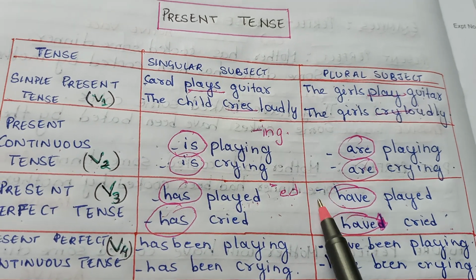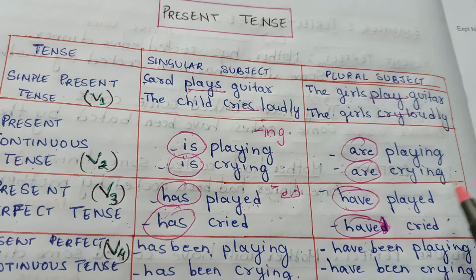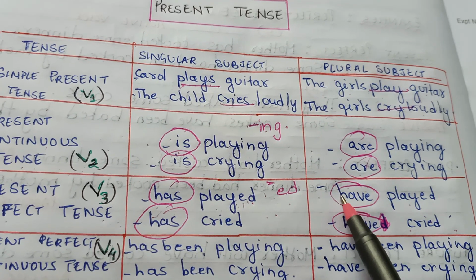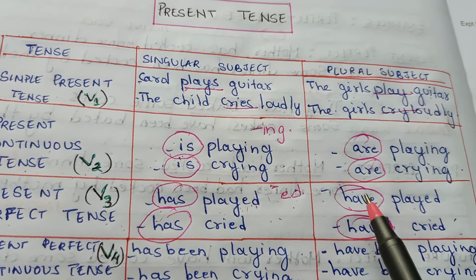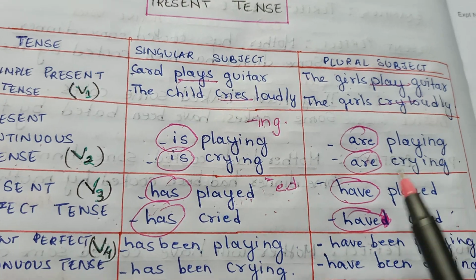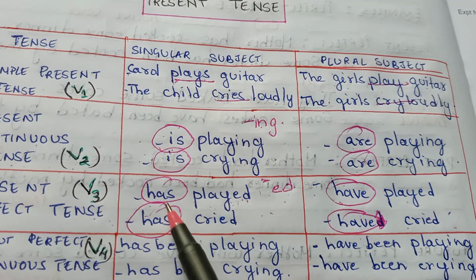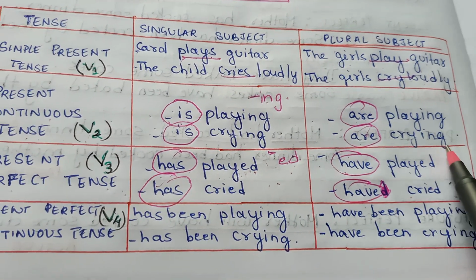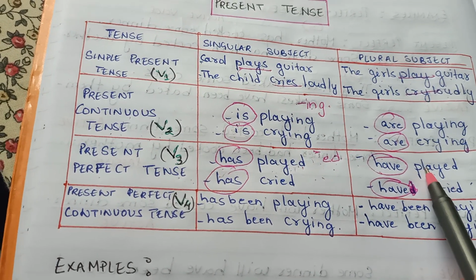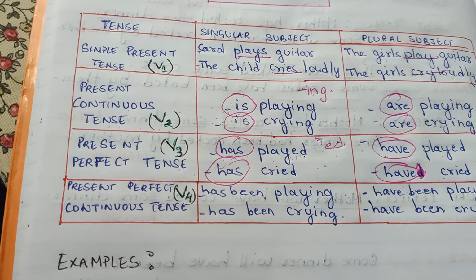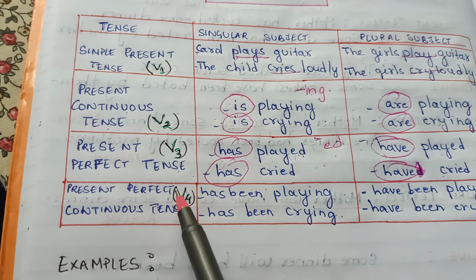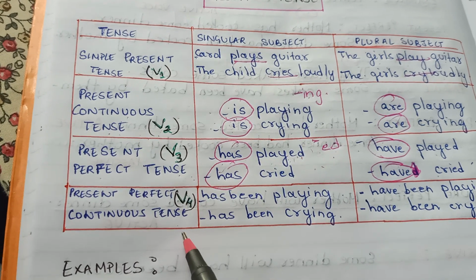Here also same thing, the girls have played guitar. So how have the girls done? They were playing guitar in the morning for 4-5 hours, but finally they have finished playing. But when? In the present. So have. So has and have tells us about the tense of the sentence. Okay? Next, let's continue to our last form of verb, which is the present perfect continuous tense.